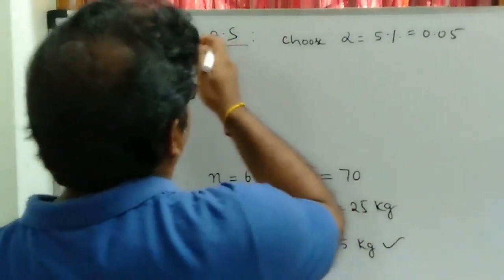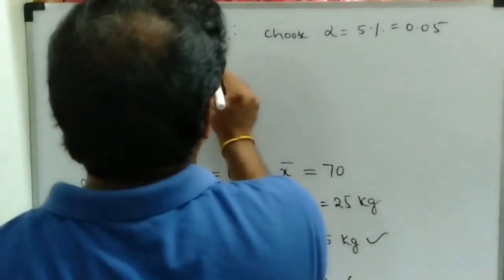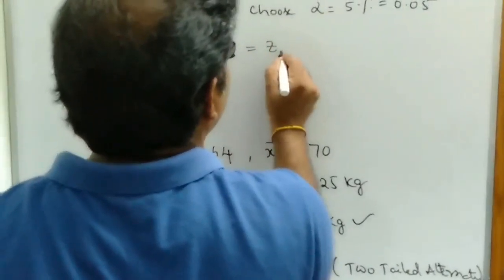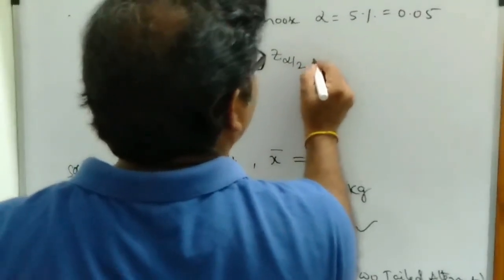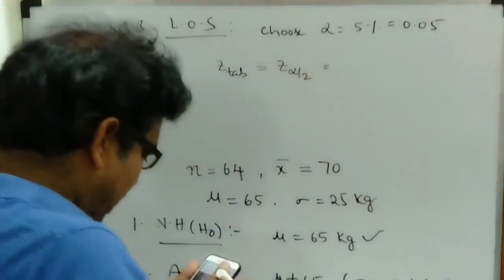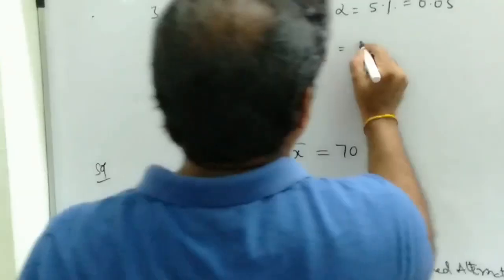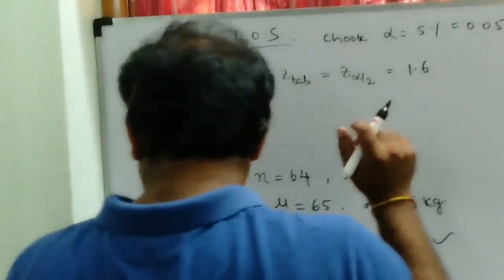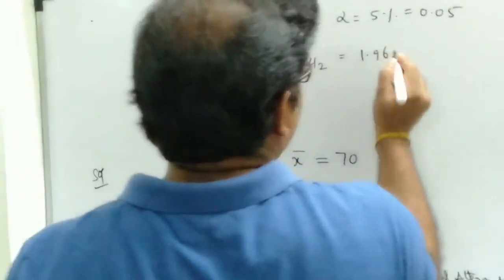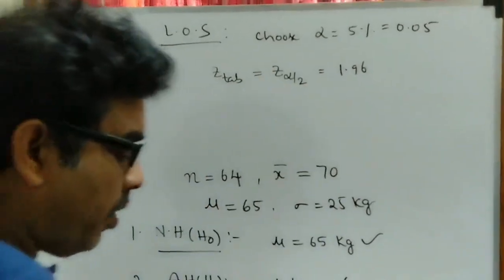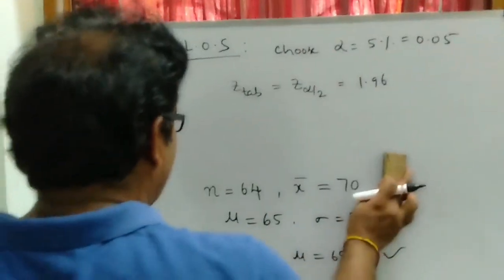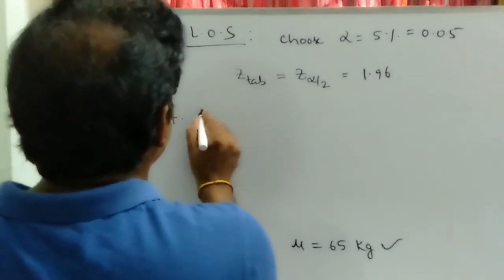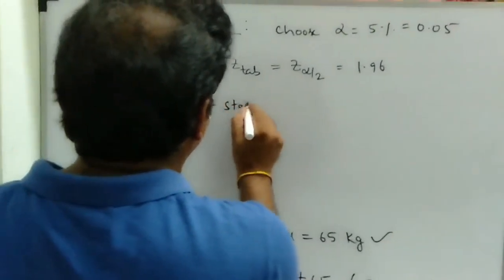That is called alpha, the level of significance. Then the tabulated value, Z alpha by 2, for 5% is 1.96. The Z calculated value is 1.6. This is the tabulated value, so you know how to see the table value from the tables. We found this value here and wrote it down. Then in the fourth step we go for test statistic.